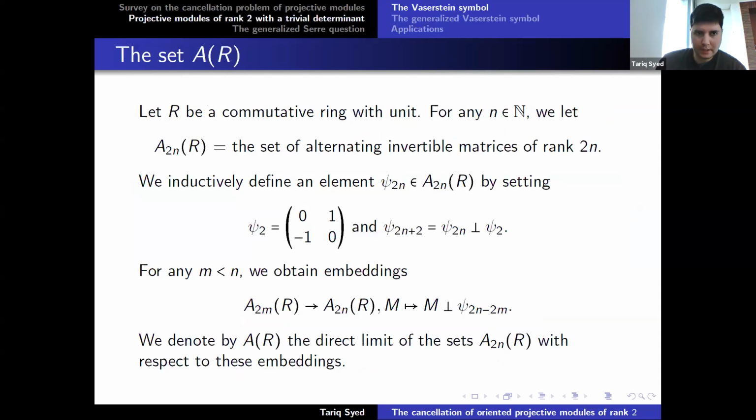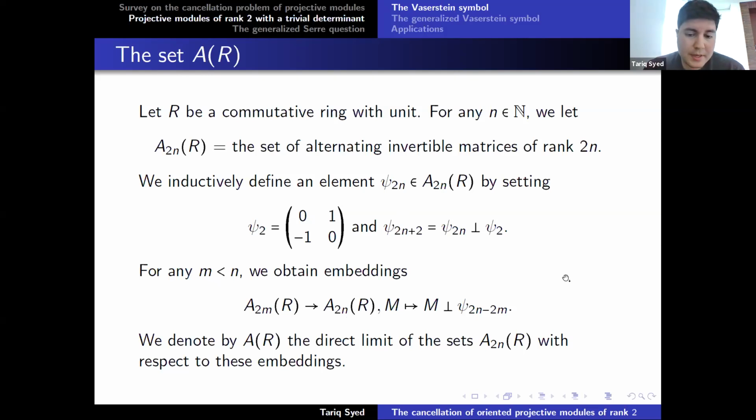Okay. So let's start with this. First of all, let's define this group WE of R, this elementary symplectic Witt group. So let R be a commutative ring with unit, as always. And for any n, we let A2n denote the set of alternating invertible matrices of rank 2n. And then we just inductively define an element psi2n in A2n by setting, well, first of all, psi2 is just this hyperbolic alternating form. And then we just take the block sums to get psi2n plus 2 inductively. And therefore, we have embeddings from A2m to A2n for m smaller than n, simply by adding psi2n minus 2m.